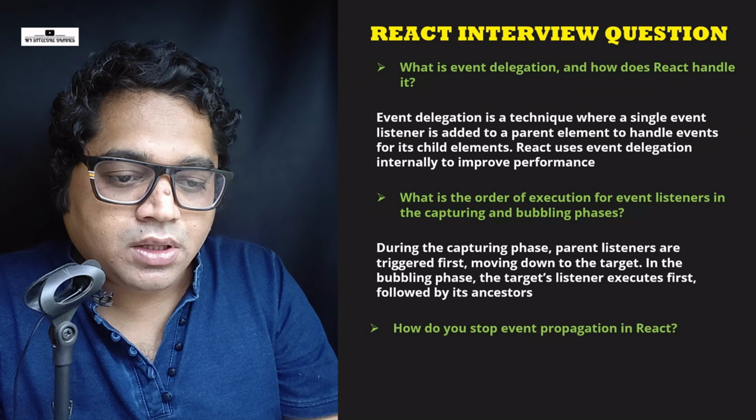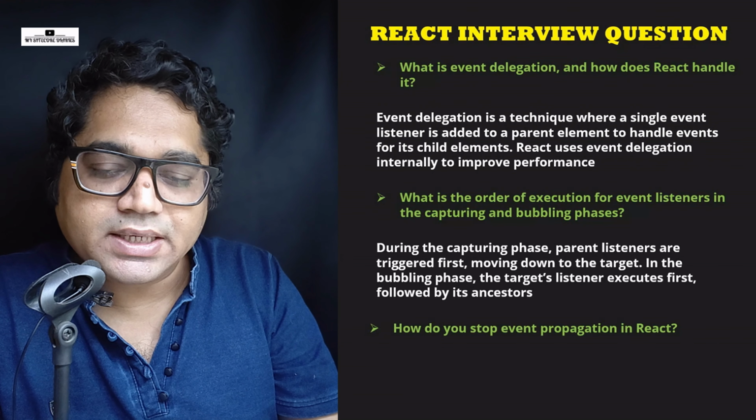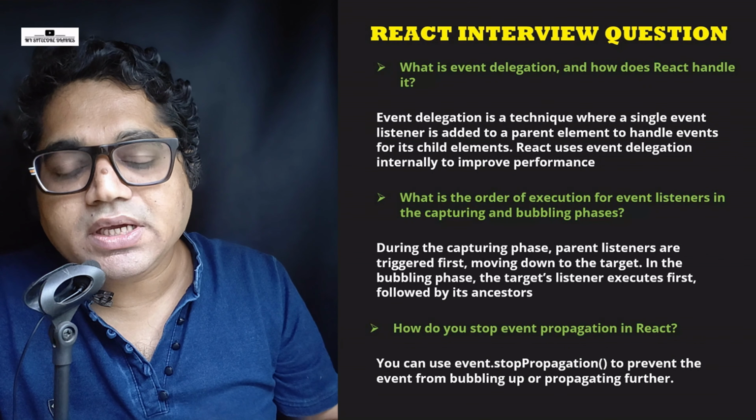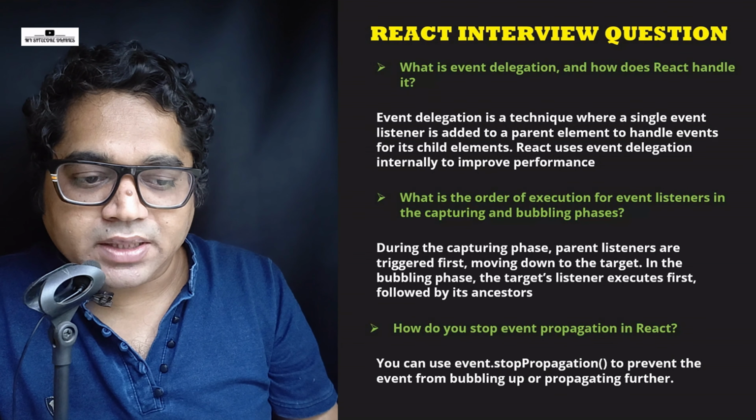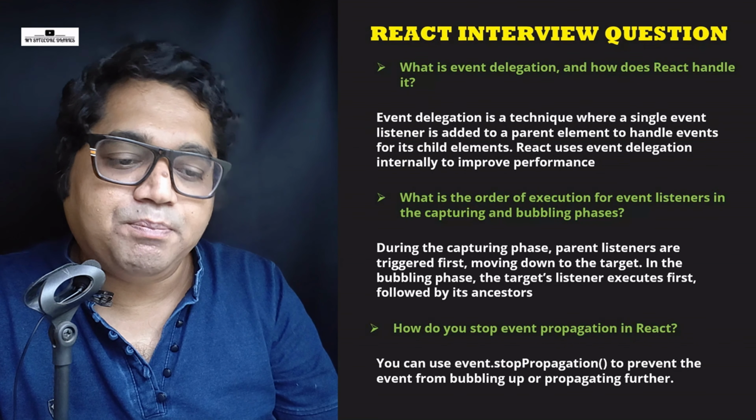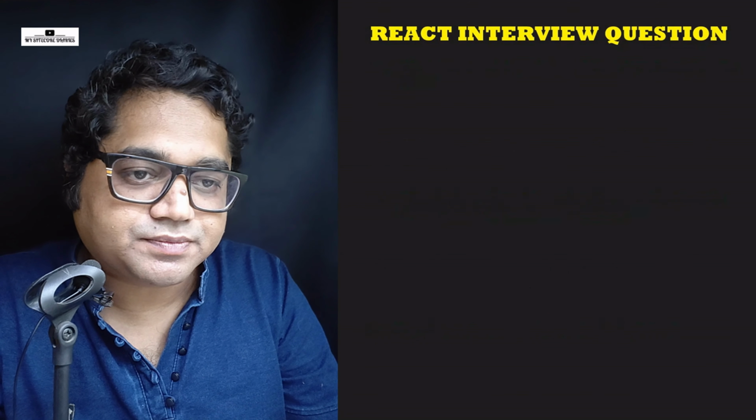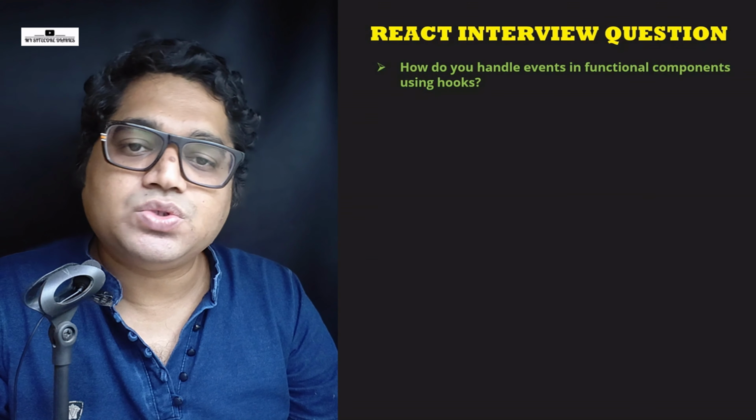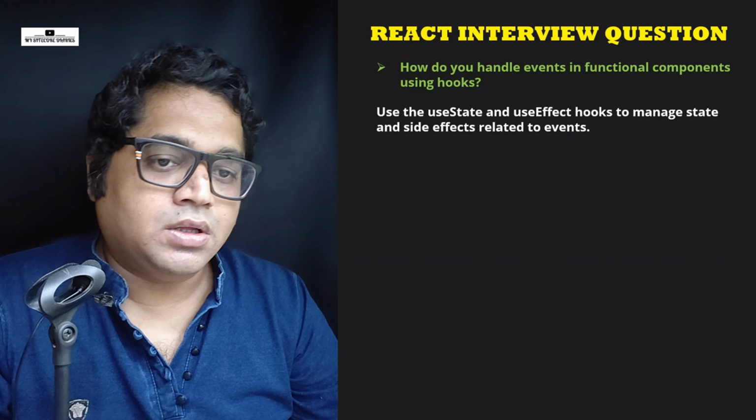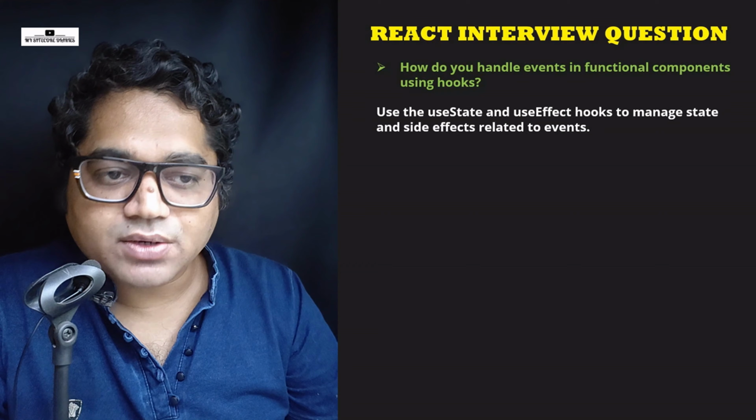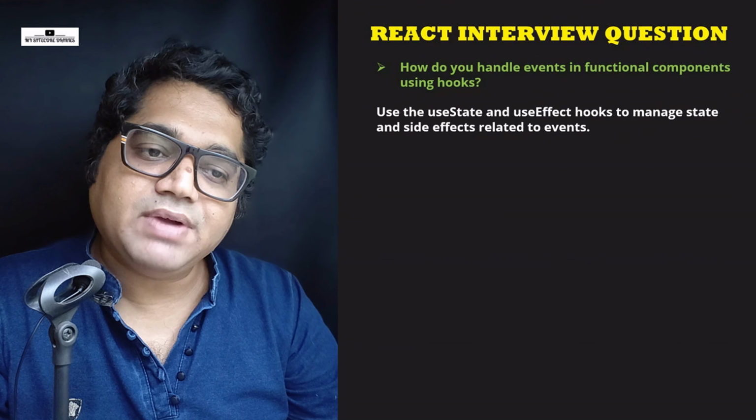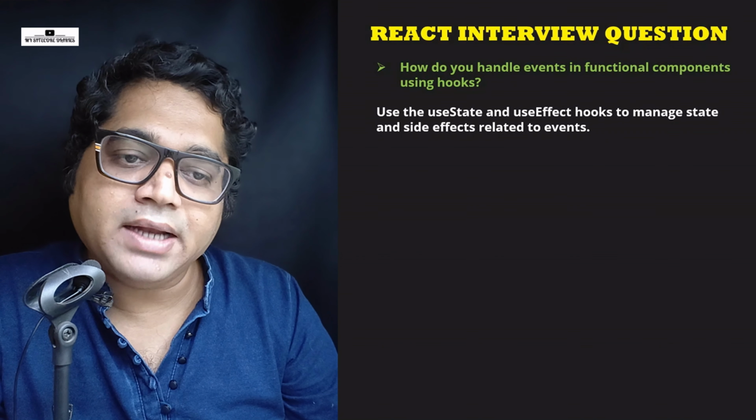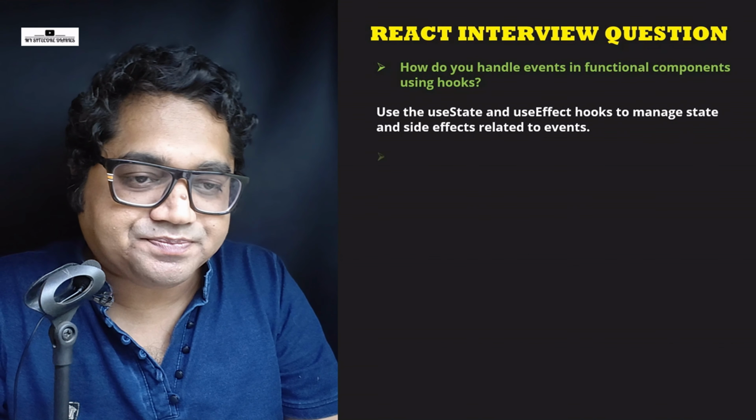Okay. How do you stop event propagation in React? What is event propagation? That also we have seen. You can use the event.stopPropagation method to prevent the event from bubbling up or propagating further. Now, how do you handle events in functional components using hooks? We use the useState and useEffect hooks to manage state and side effects related to the events.